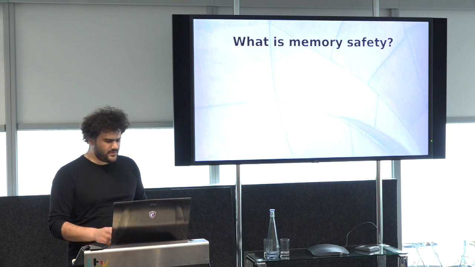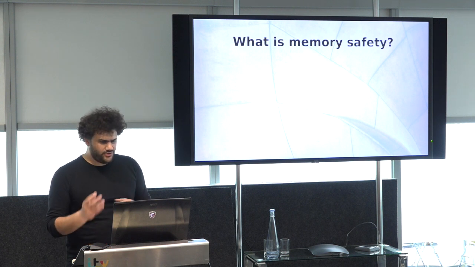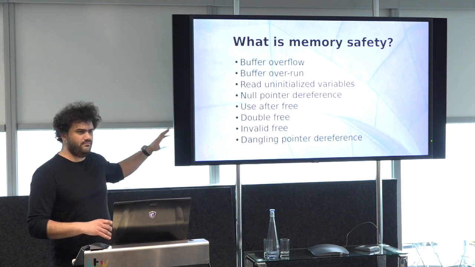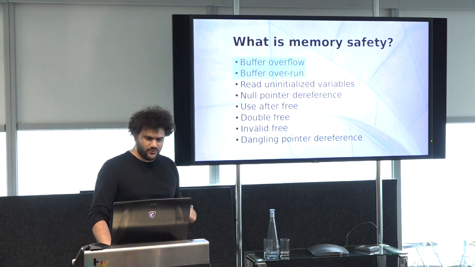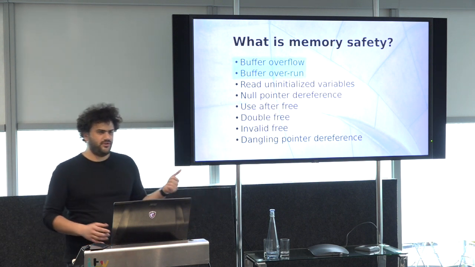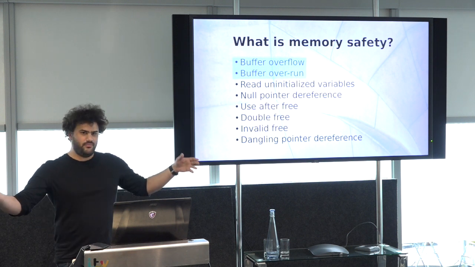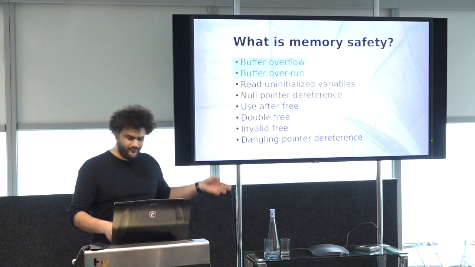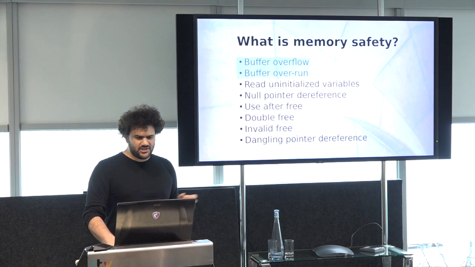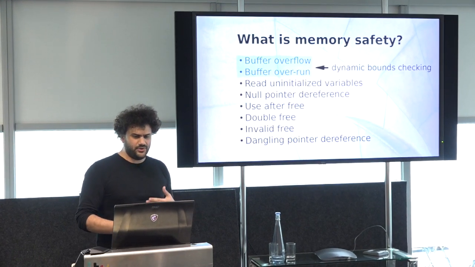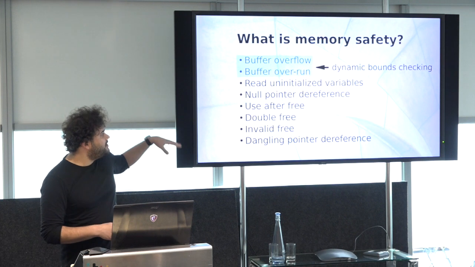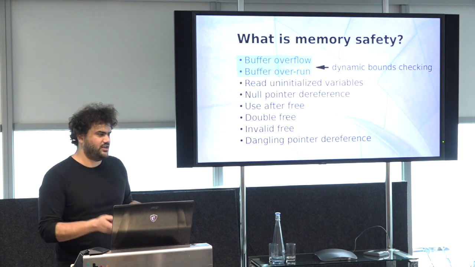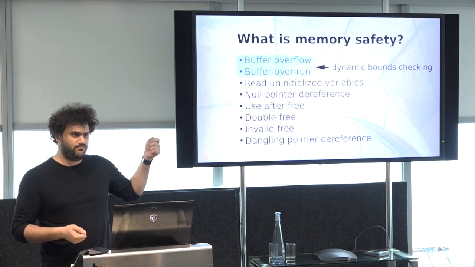So what is memory safety? It really depends on who you ask, but for these purposes, I'm going to say it's these things and things that are similar to this. So we have buffer overflows and buffer overruns, which basically means that you have an array and you read past the end or past the beginning of it, read or write, right? And the Rust approach for this is to do dynamic bounds checking. And this is the only thing here that gives you a penalty at runtime, because it will have to check at runtime that your indexes to the array are correct, right?